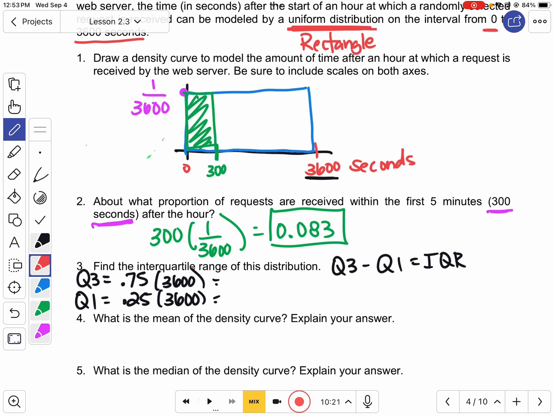For quartile 3, we would get 2,700. And for quartile 1, we would get 900. Then for my interquartile range, 2,700 minus 900 should be 1,800 seconds. So we had to do a little extra math right there. We had to remember what a quartile was and what percentage it represented.